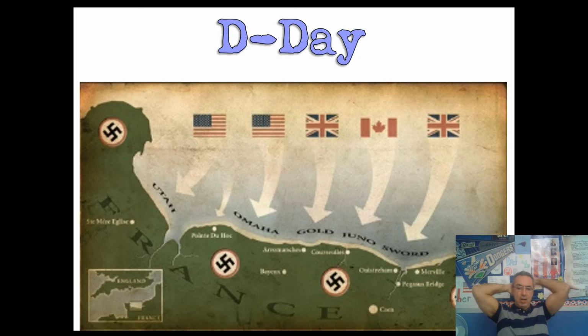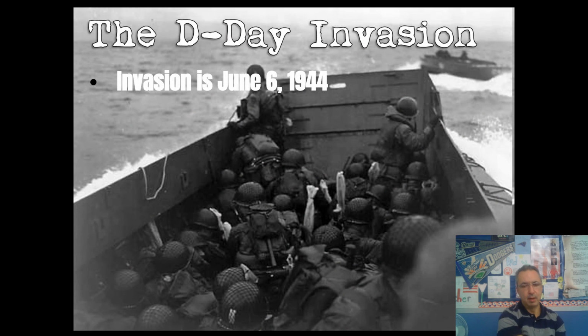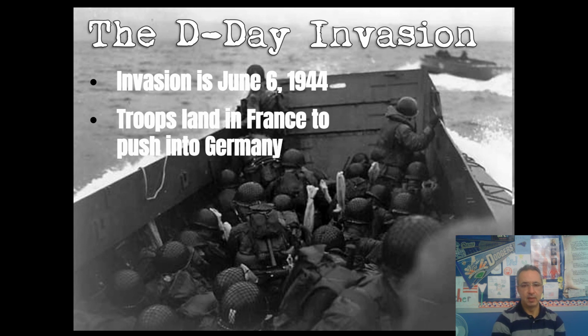You can see there Utah, Omaha, Gold, Juno, and Sword are the areas in which they're going to attack. You see 2 American flags, 2 Brit flags, and a Canadian flag. So there's 5 different groups that are invading on D-Day. It's the largest amphibious invasion in the history of the world. You can see the craft they're on, these kind of low amphibious crafts where the gate opens up and everybody kind of charges forward into the shallow water. The invasion is June 6, 1944, which is another date you should remember. Troops land in France.